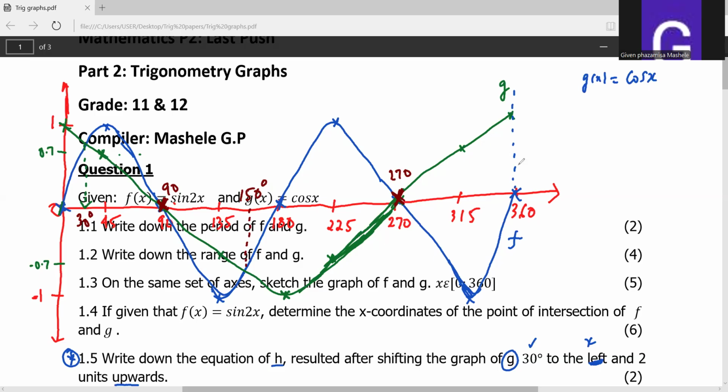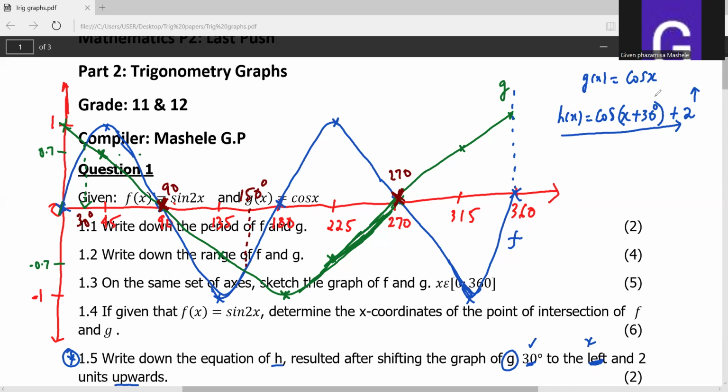So how are we going to write the equation? We say h of x will be cos. Remember, the 30 degrees affects the x, so we write x here. Then how many degrees? 30 degrees, which is our k angle, to the left. If it's to the left, we have to write a plus, so it's plus 30, which represents that the graph will shift 30 degrees to the left. Outside, we write plus 2, because the graph is going to shift 2 units upwards. Upwards, we write it outside the brackets. So h will have this equation, cos of x plus 30 plus 2. That is our equation of h.